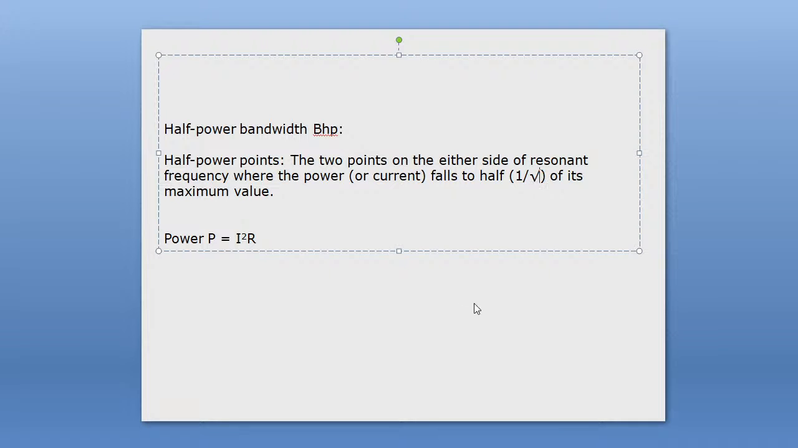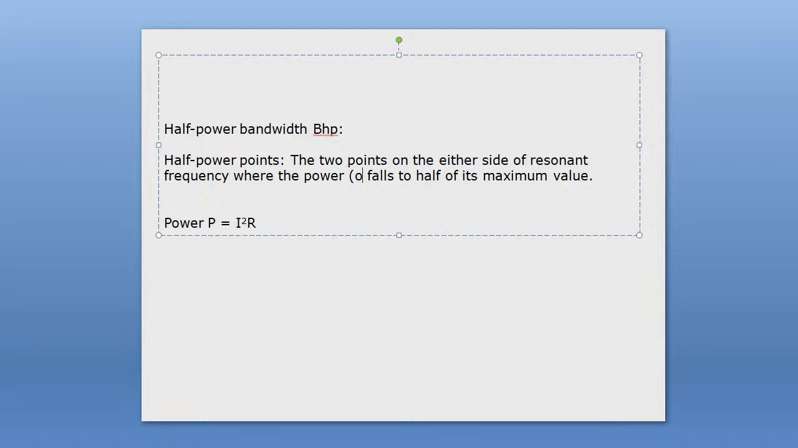You know power, by the relation P equals I square R, half means the current is 1 by root 2. The power falls to half of its maximum value, and for the current case this will be 1 by root 2. It's actually confusing, so you write it in different ways. You make it another statement. It's good. Half power point.